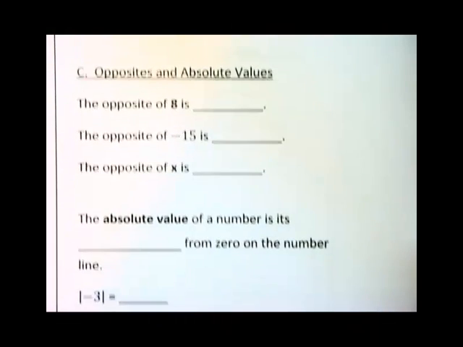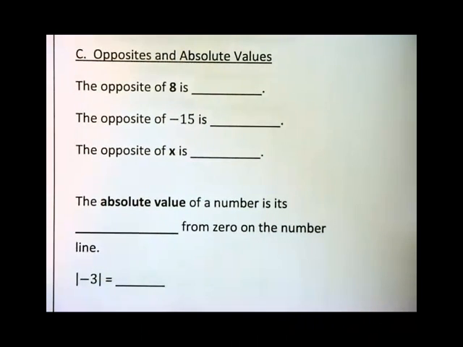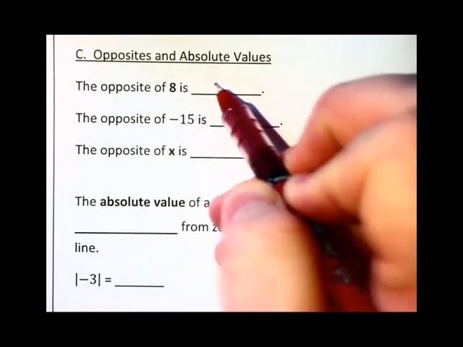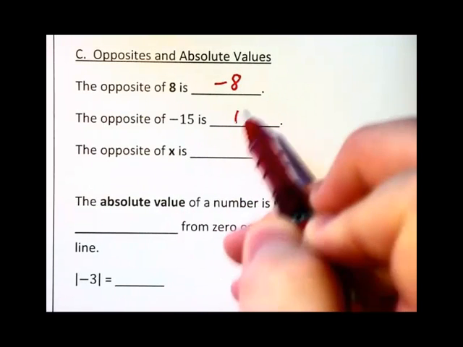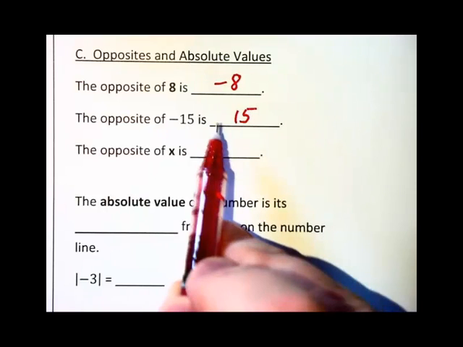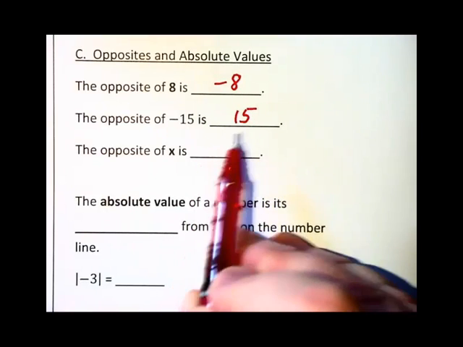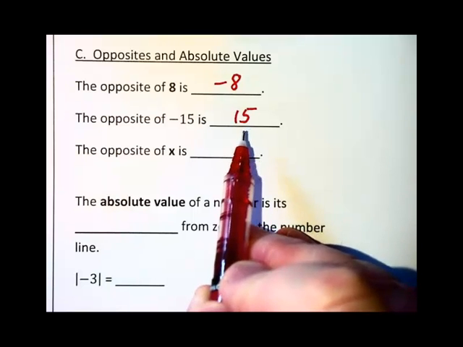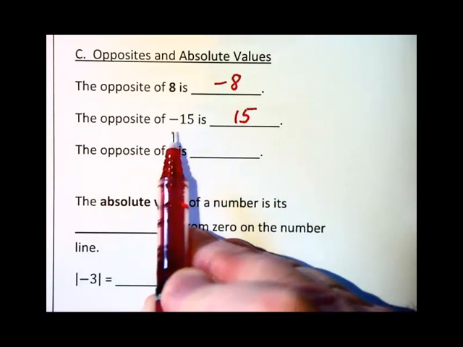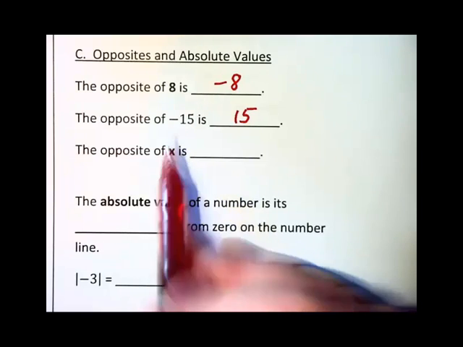We turn our attention now to opposites. The opposite of 8 is negative 8. The opposite of negative 15 is positive 15. But we do not write a plus in front of our 15. A number is assumed to be positive if there's no symbol in front of it. Negative numbers have to have that negative written in front of it.